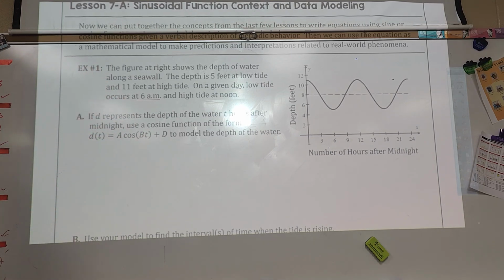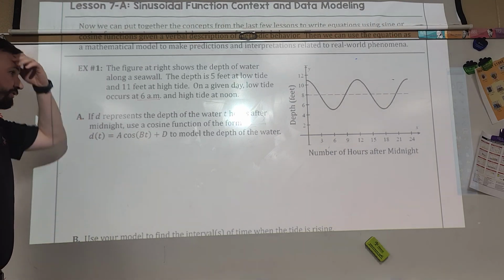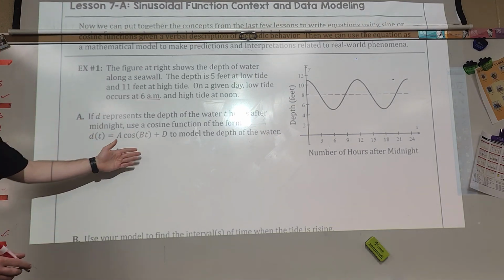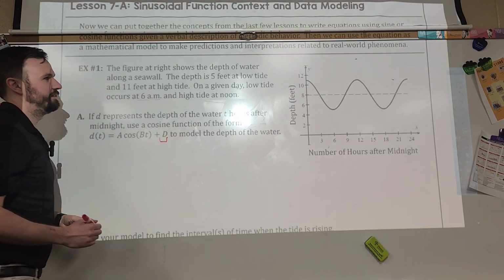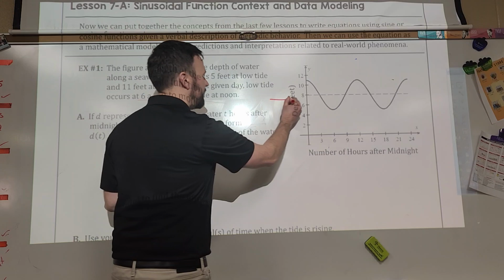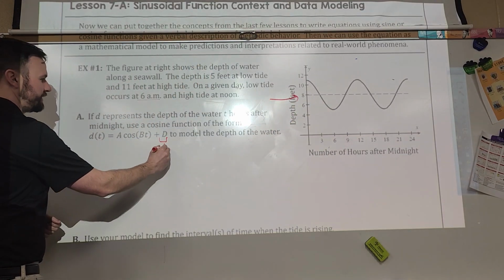So what I would suggest is you start with sketching a graph. You know what I mean? Because if I gave you a graph, we've gotten really good at making the equation for it. This one, they gave us the graph. Let's find our letters. How do I find D? D is my midline. So that's going to be 8.